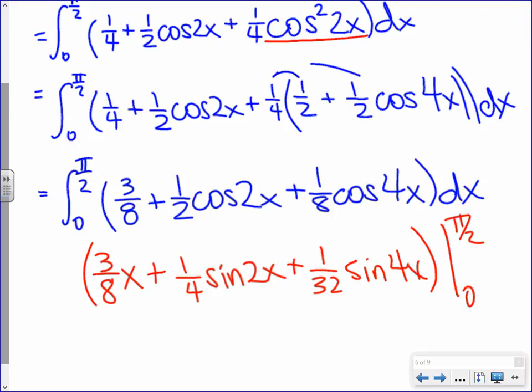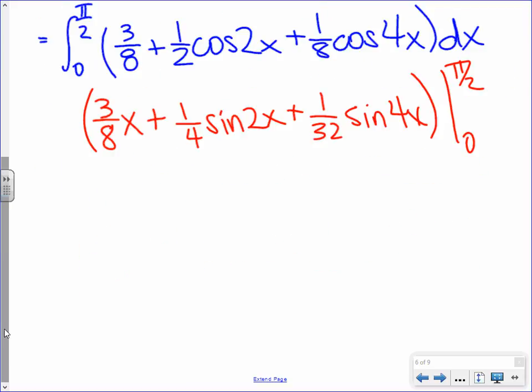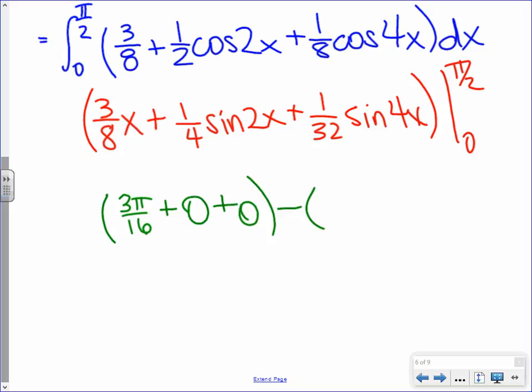Evaluated from 0 to pi over 2. So 3/8 times pi over 2 would be 3 pi over 16, plus 1/4 times sine of pi, which is 0, plus 1/32 times sine of 2 pi, minus 3/8 times 0 plus 1/4 times the sine of 0 plus 1/32 times the sine of 0. So all that in our sine is going to go down again.